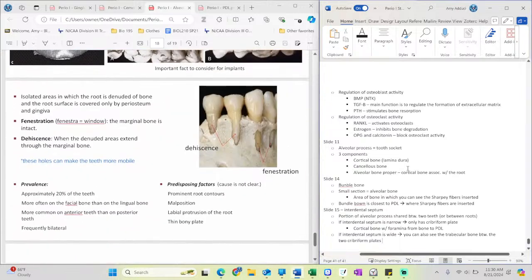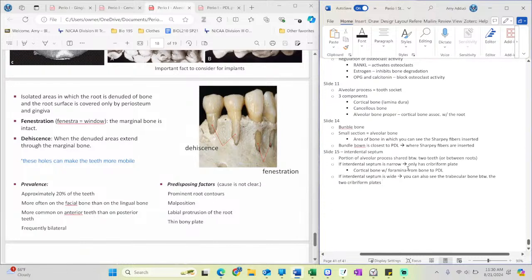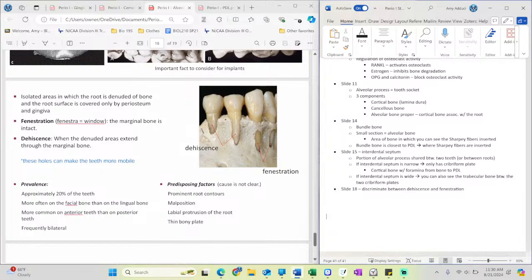So you have to be able to discriminate between those two possible pathological examples that you see in bone. And it's quite common. 20% of the teeth are going to show one of these two forms. Okay? And the last one is the PDL.